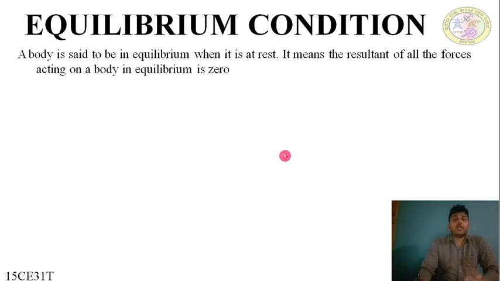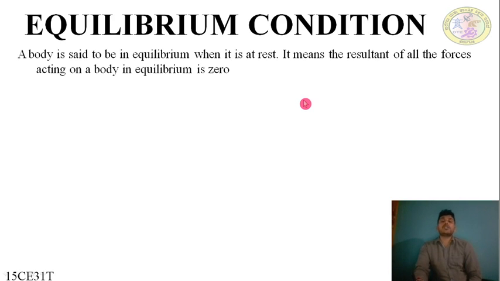The body is said to be in equilibrium when it is at rest. When it is at rest, there is no motion, it is in static condition, then it is said to be in equilibrium condition. It means the resultant of all forces acting on the body is 0. When all the forces on the body sum to 0, then the body does not move, the body will be at rest, or in static condition.